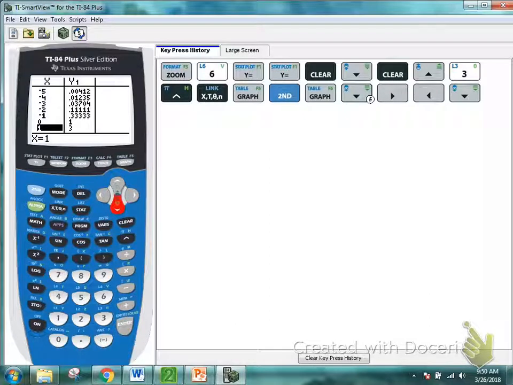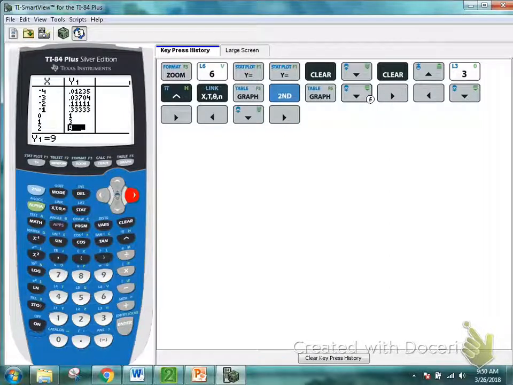You plug in 1, 3 to the first gives you 3. 3 to the second gives you 9. 3 to the third gives you 27. 3 to the fourth, 81. 3 to the fifth is 243. 3 to the sixth is 729. These get very, very big, very, very fast. You're dealing with exponentials, you're shooting up really quick.